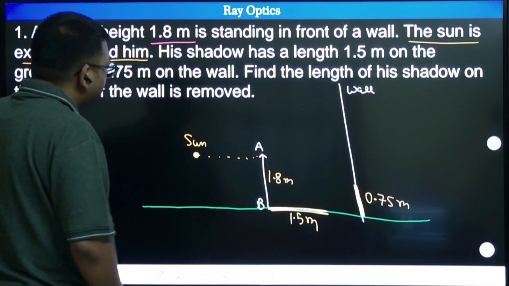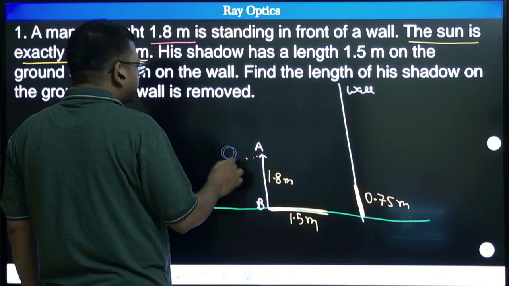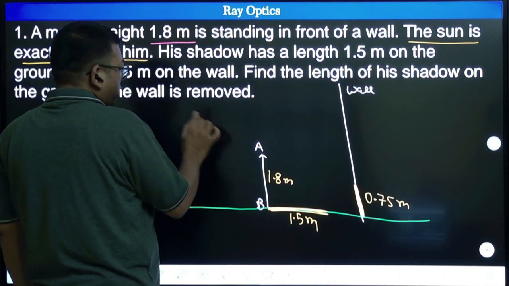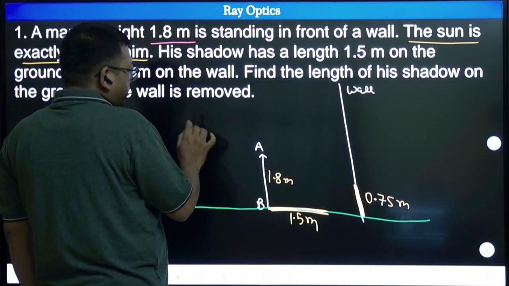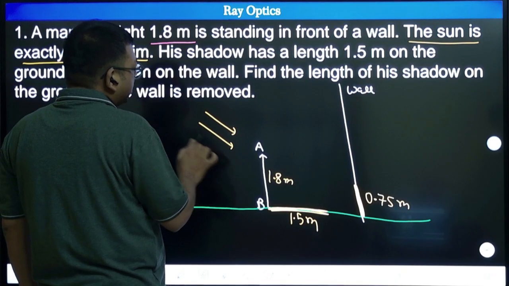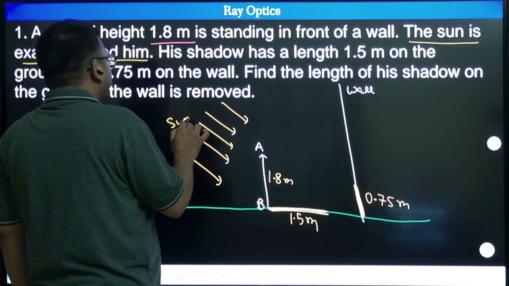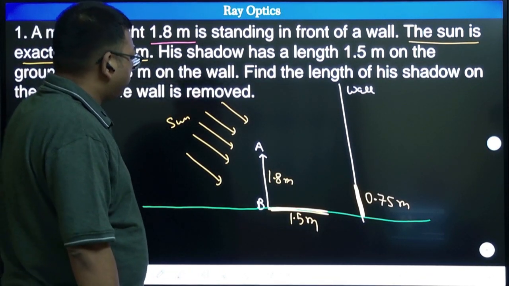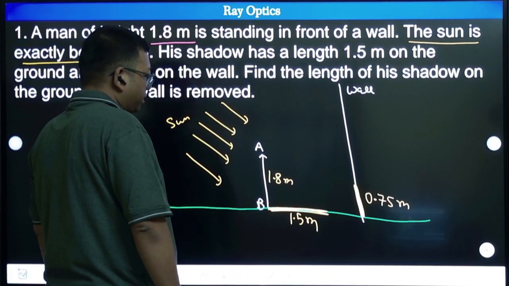So behind means what? I think this word behind is confusing because sun is not a small object which can be behind. So maybe we can consider that on this side sun is there and light will be coming from sun this way. I think we can consider like this, isn't it? So light is coming from sun might be like this. So if you consider like this, what can we do? And it's about the formation of shadow.